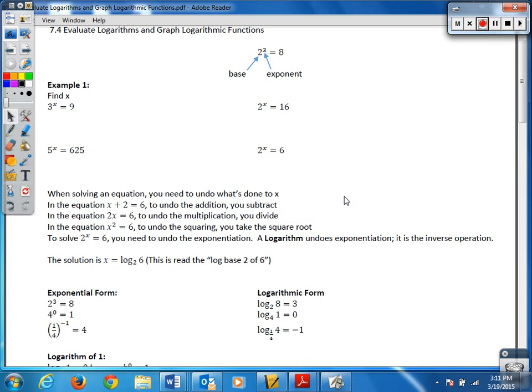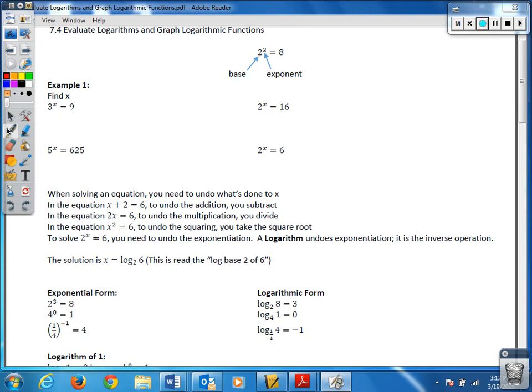Let's take a look at 2 to the third equals 8. Let's look at the anatomy of this. So we have the base, 2, raised to an exponent, 3, and that equals 8. We raise 2 to the third, that's 8. So the 2, again, is called the base, and then the 3 there is called the exponent.